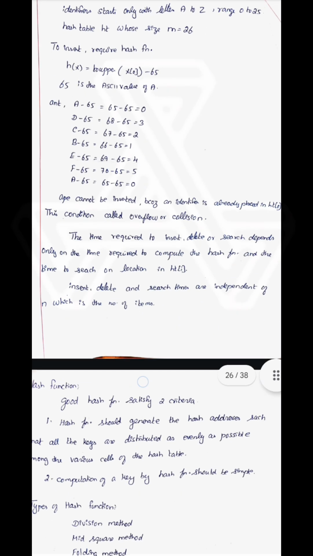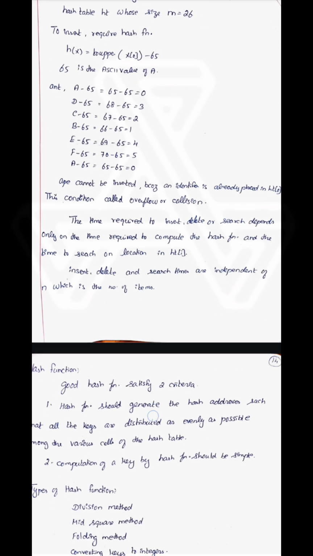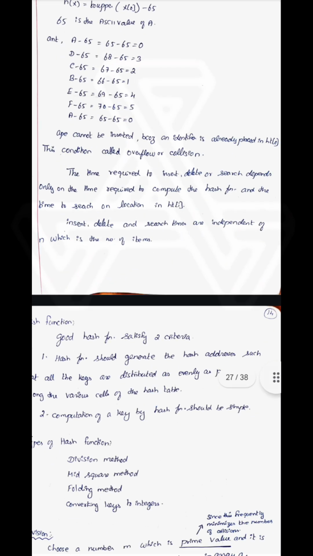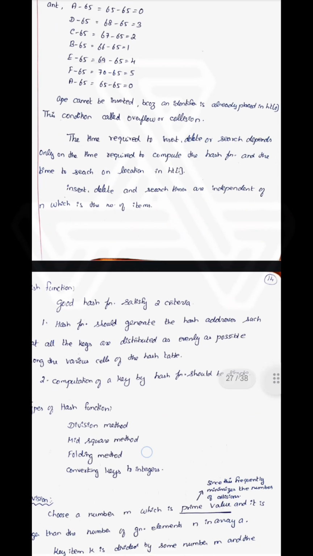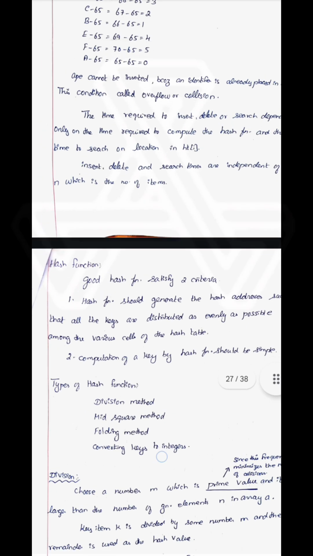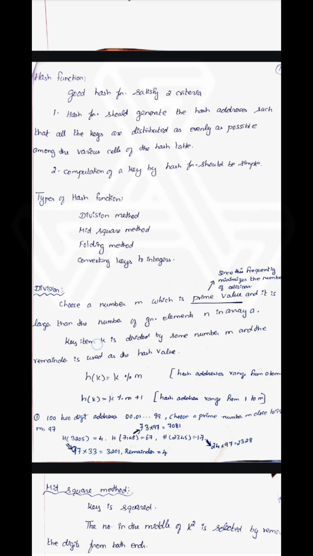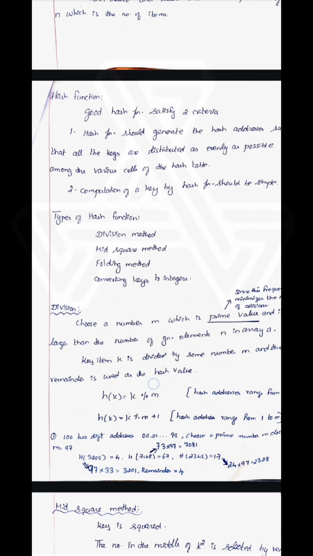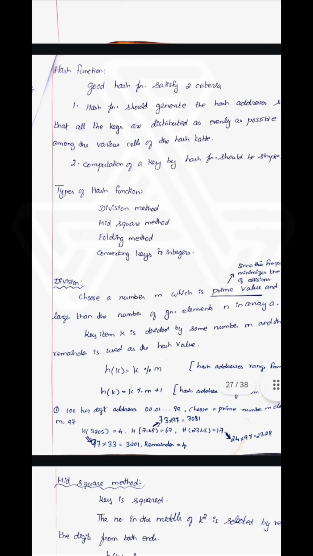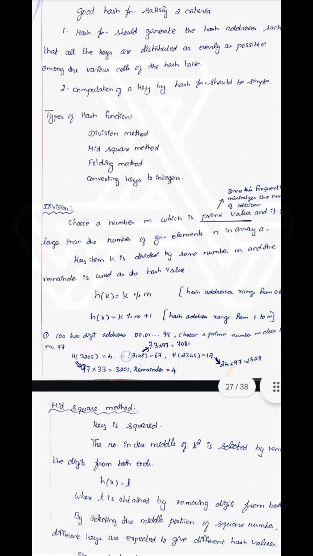The time required to insert, delete, or search depends only on the time required to compute the hash function and the time to search the location hash table of I. Insert, delete, and search times are independent of n, the number of items. A good hash function satisfies two criteria. It should generate hash addresses such that all the keys are distributed as evenly as possible among the various cells of the hash table. Computation of the key by the hash function should be simple.